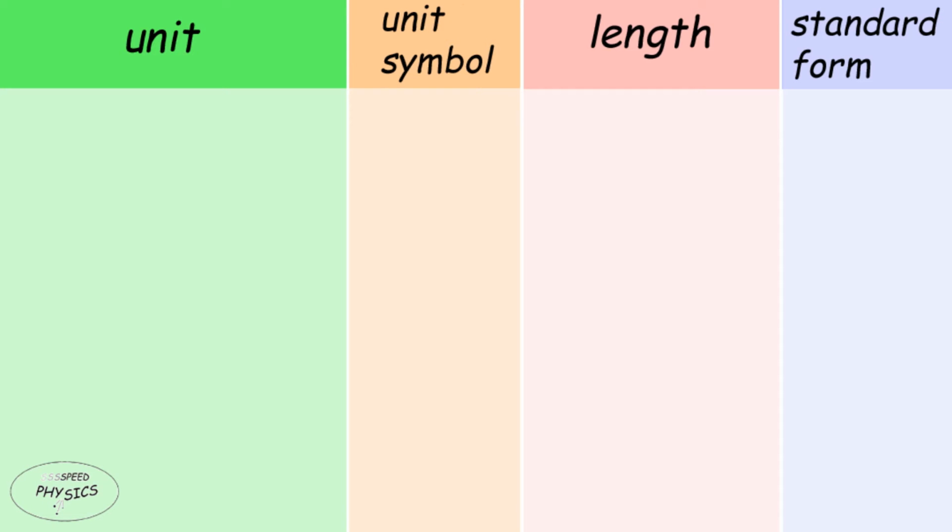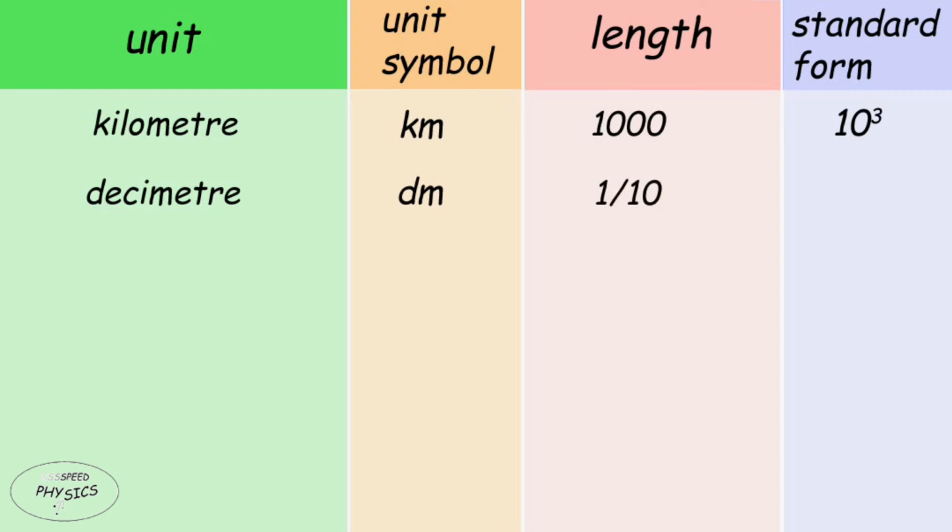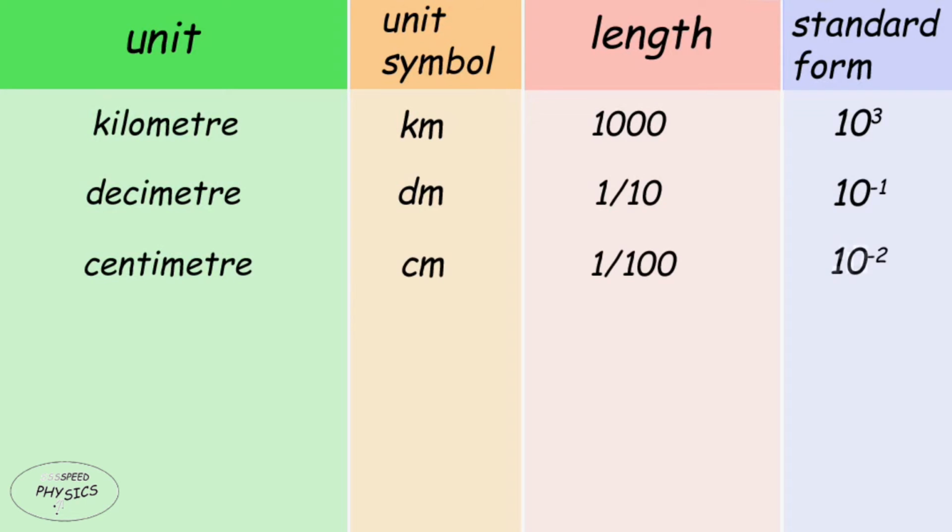Now let's look at these units in more detail. Unit kilometre, unit symbol km, length 1000 metres, standard form 10 to the power 3 metres. Unit the decimetre, unit symbol dm, length 1/10 of a metre, standard form 10 to the power minus 1 of a metre. Unit the centimetre, unit symbol cm, length 1/100th of a metre, standard form 10 to the power minus 2 of a metre. Unit the millimetre, unit symbol mm, length 1/1000th of a metre, standard form 10 to the power minus 3 of a metre.